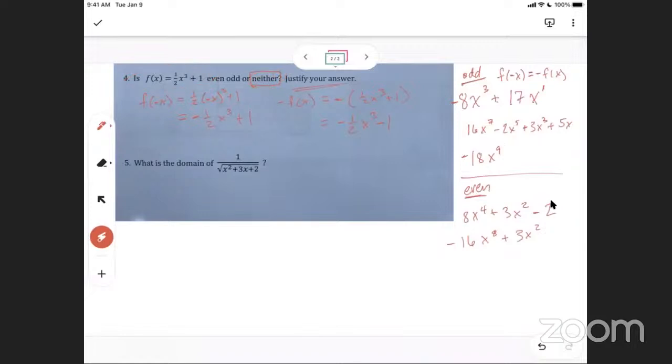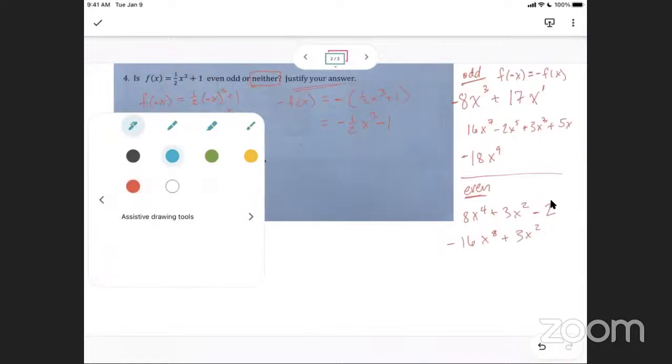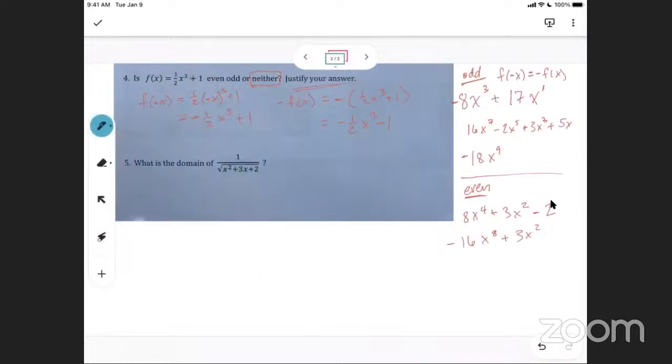Another way you could have justified it is you could have drawn it out and said it's not symmetric about the origin or the y-axis. Because even functions are symmetric. So an even function, f of negative x equals f of x, and it's symmetric to the y-axis. Odd functions are symmetric to the origin, which means you flip it both over the y and then over the x, and you get back to the same thing. That's what symmetric to the origin means.